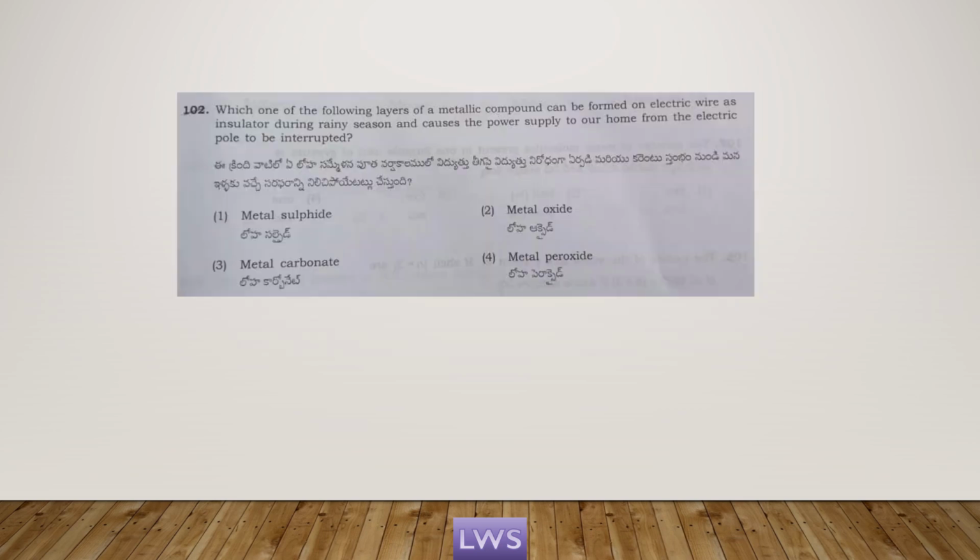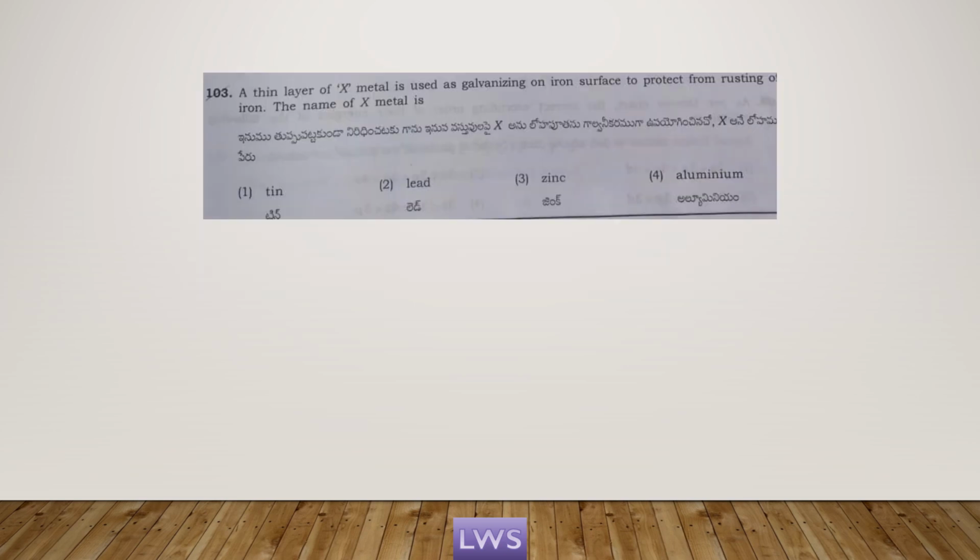Which of the following layers of a metal compound can be formed on electrical wire and will act as an electrical insulator? That is nothing but metal oxide. So metal oxide is your answer, option 2.